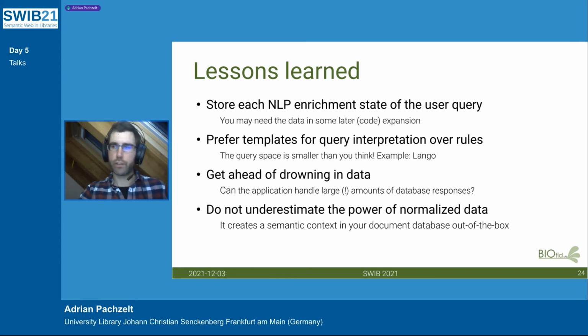You should be ready when you're doing stuff like that to drown in data. You have to make sure that your application is ready to handle a large database response. And you should not underestimate the power of normalized data. I just learned that my document database knows a lot about my IDs. For example, Taxus baccata is very often associated with IDs or URIs, so terms that are within the Alps, or referencing the Alps themselves, southern France or some parts of Eastern Europe. And guess what? These are exactly the distribution of Taxus baccata. So the document database, without machine learning, knows exactly which terms are referenced to some terms.